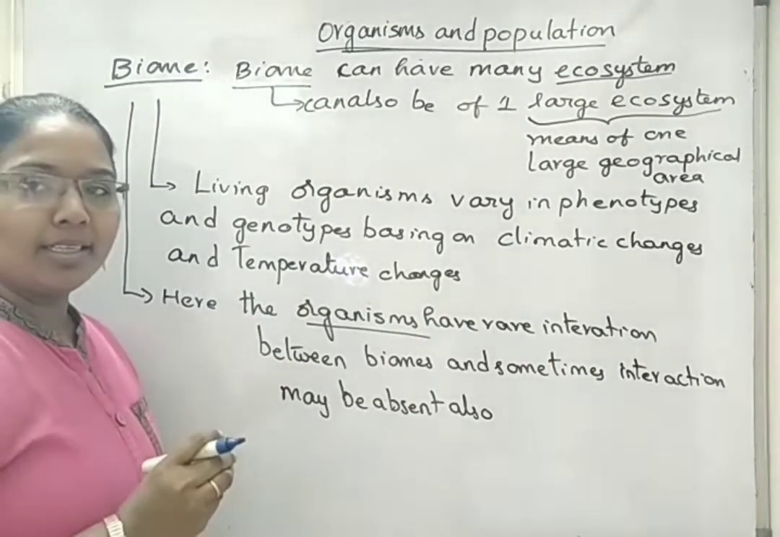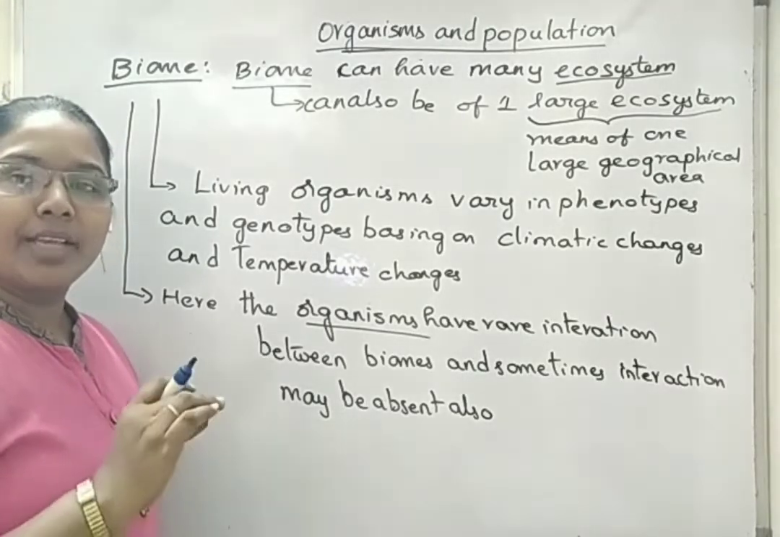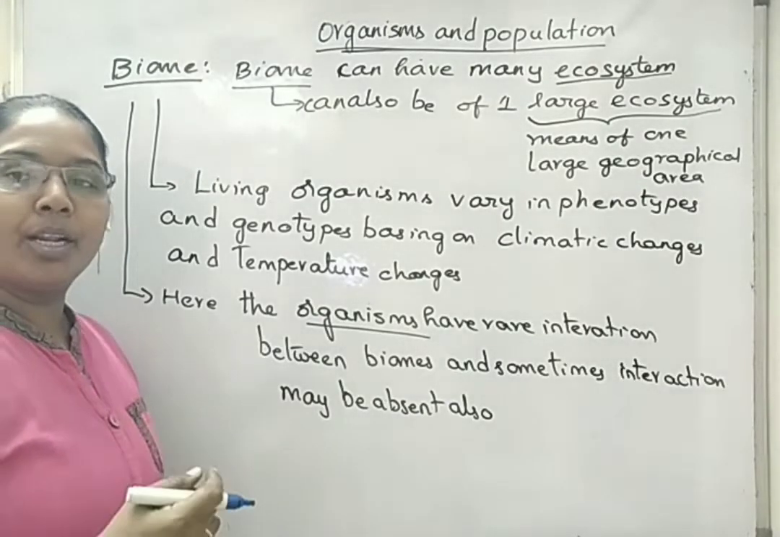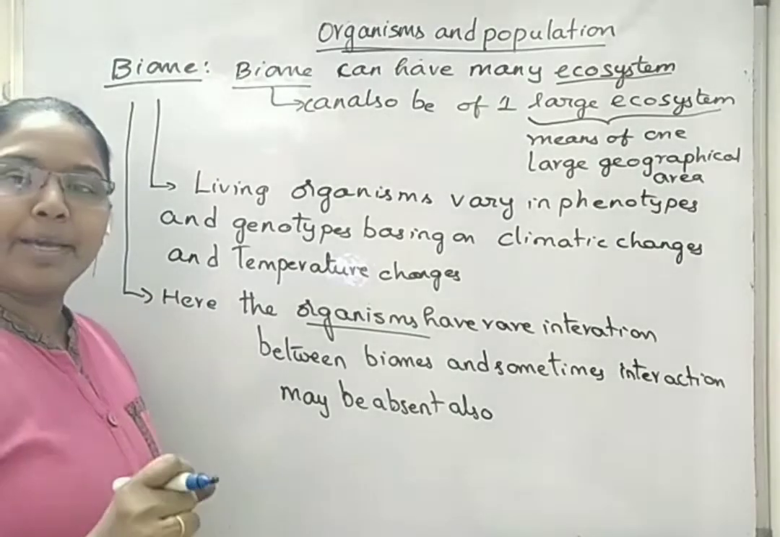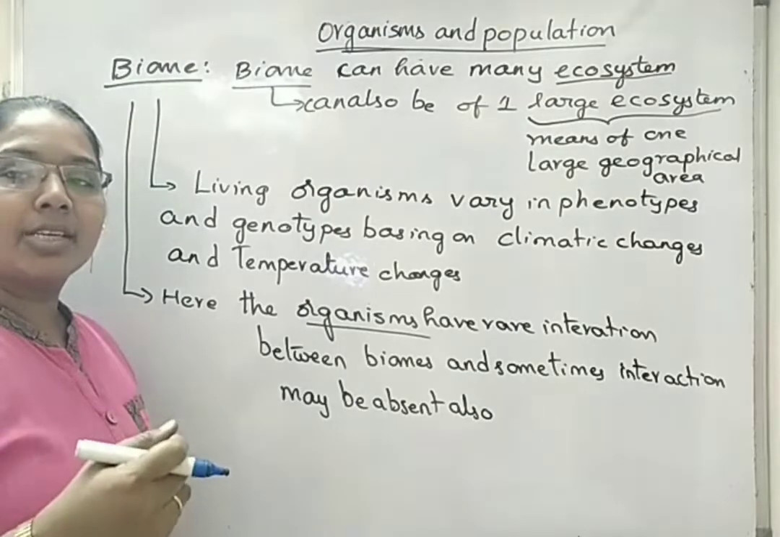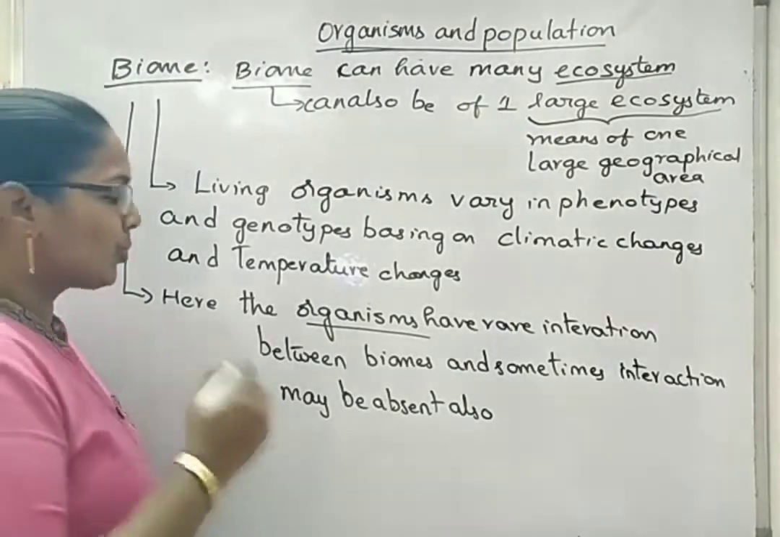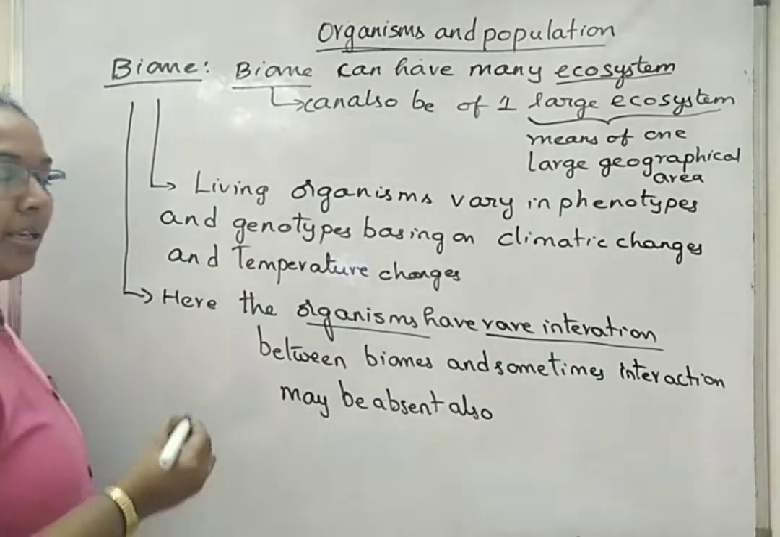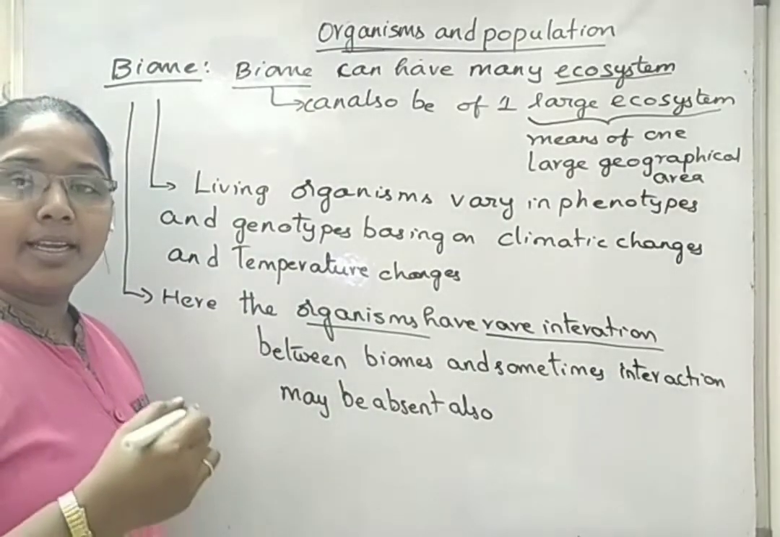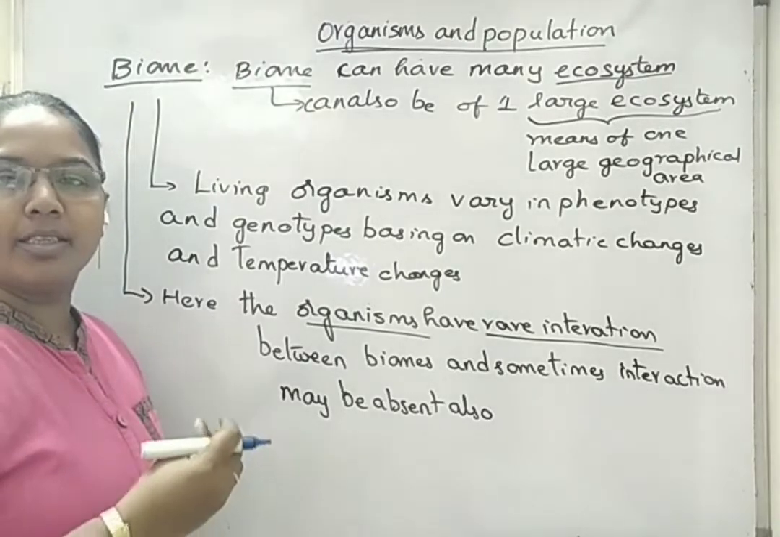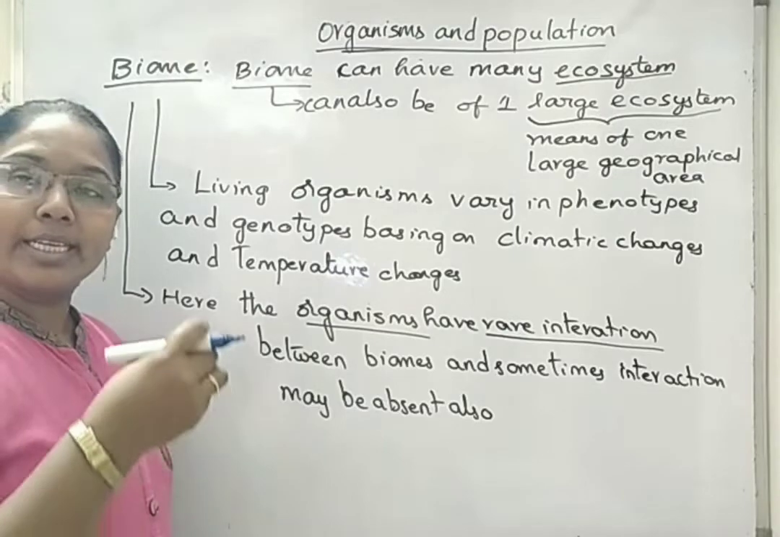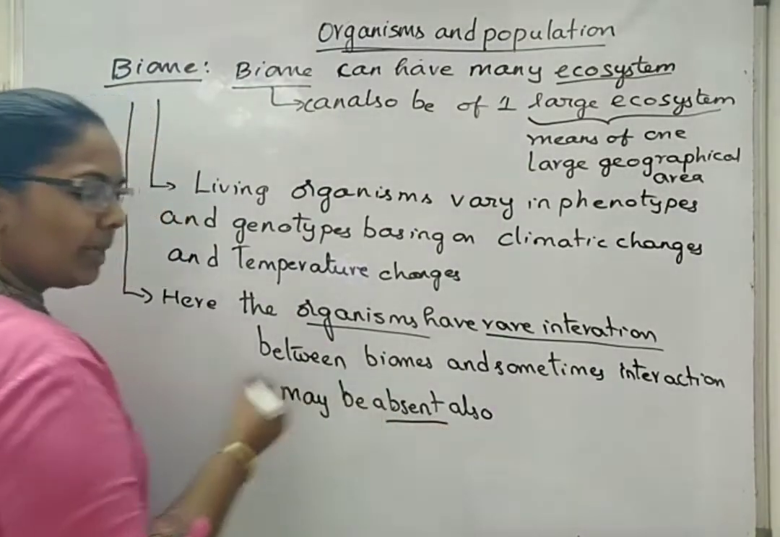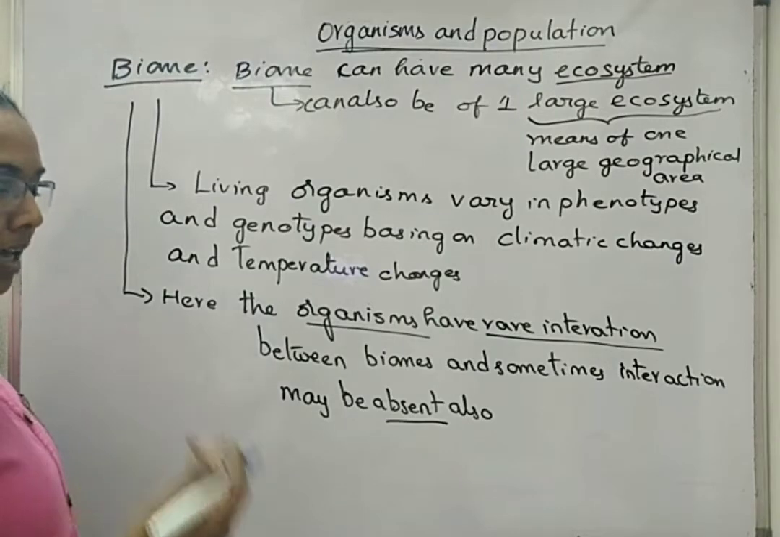Suppose you take polar regions, their organisms, if you take animals, they have more surface area, meaning they are larger in size compared to tropical region organisms. You take the polar bear, which has a larger body size compared to normal bears. Those have less interaction with bears that are living in tropical regions. So we said here, these organisms which are living in different biomes have a rare interaction. If polar bears are brought to tropical regions and made to survive here, it will be very difficult for the polar bear to survive in the tropical regions because its body was habituated to one type of climatic conditions. Sometimes this can be absent also when the organism is unable to survive in another different biome.